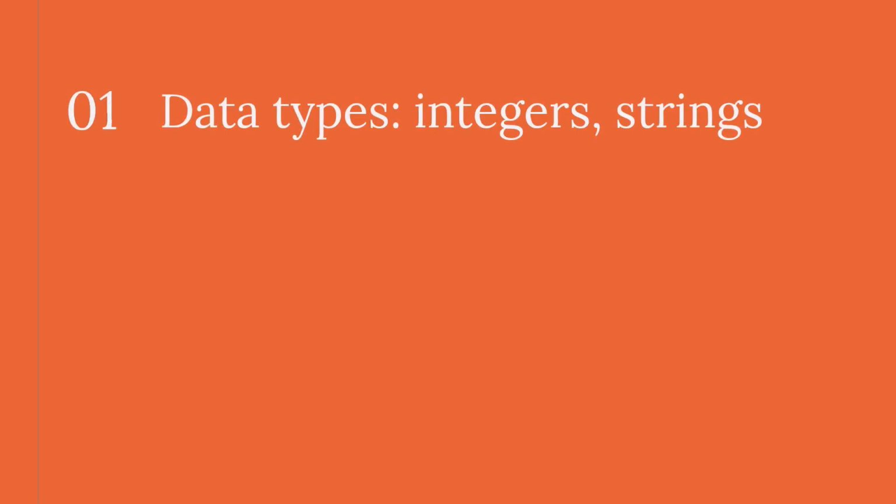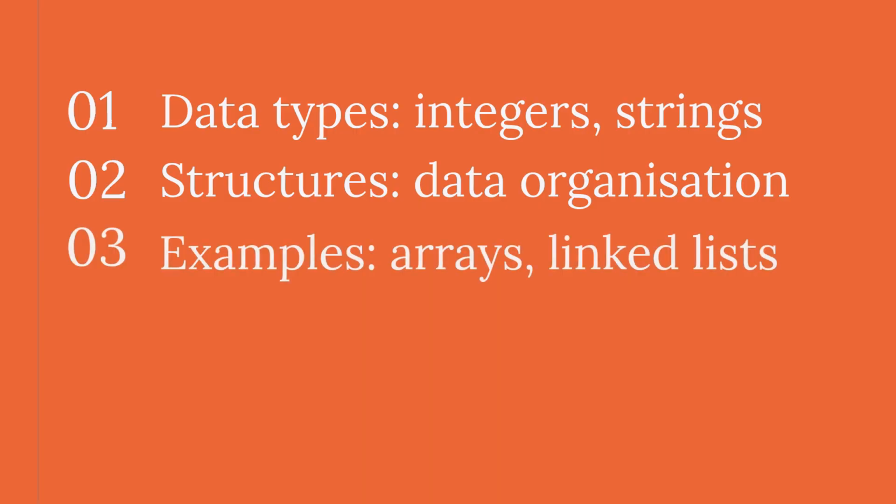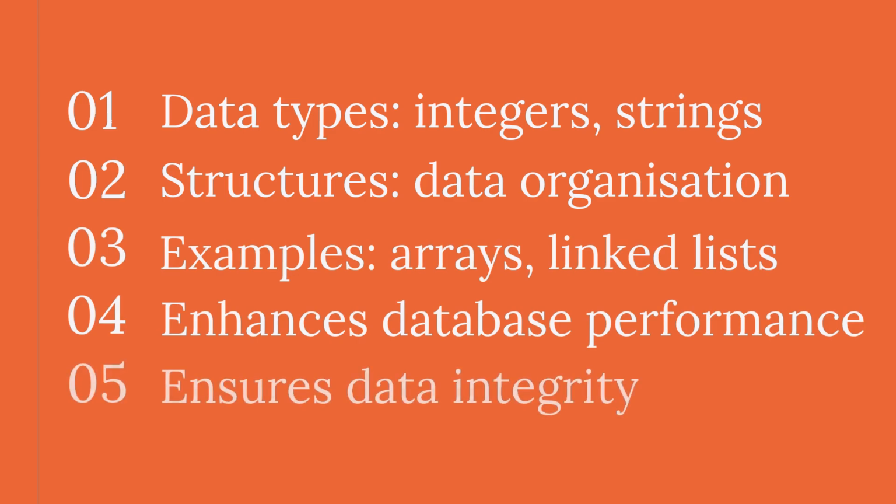Data types include integers, strings, and dates. Structures refer to how data is organized. Examples are arrays and linked lists. Proper data structuring enhances database performance. It also ensures data integrity and accessibility.